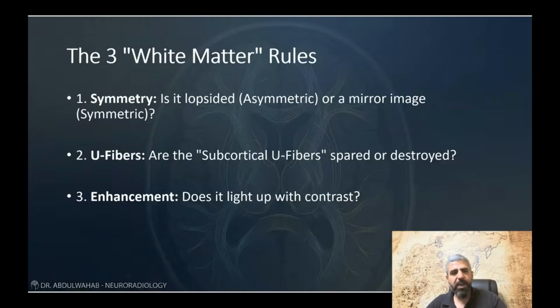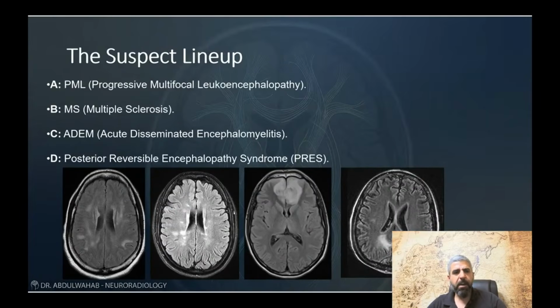The suspect lineup today, our criminals: A, PML, or progressive multifocal leukoencephalopathy; B, MS, or multiple sclerosis; C, ADEM, which is acute disseminated encephalomyelitis; and D, posterior reversible encephalopathy syndrome, or what we call PRES. So these are the suspects. Which is which? We have to find the clues.